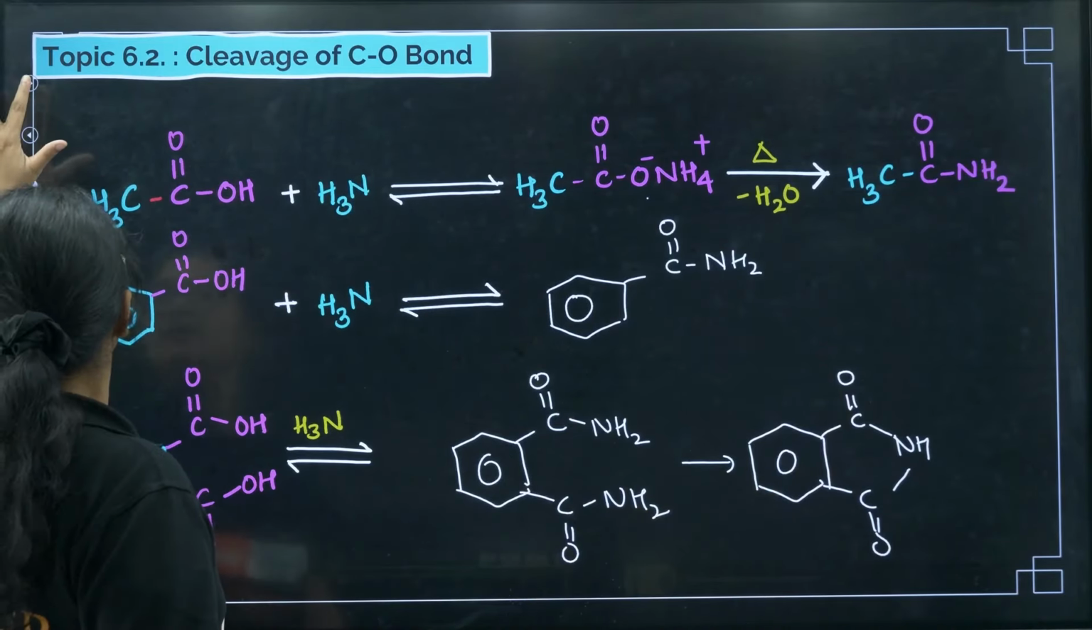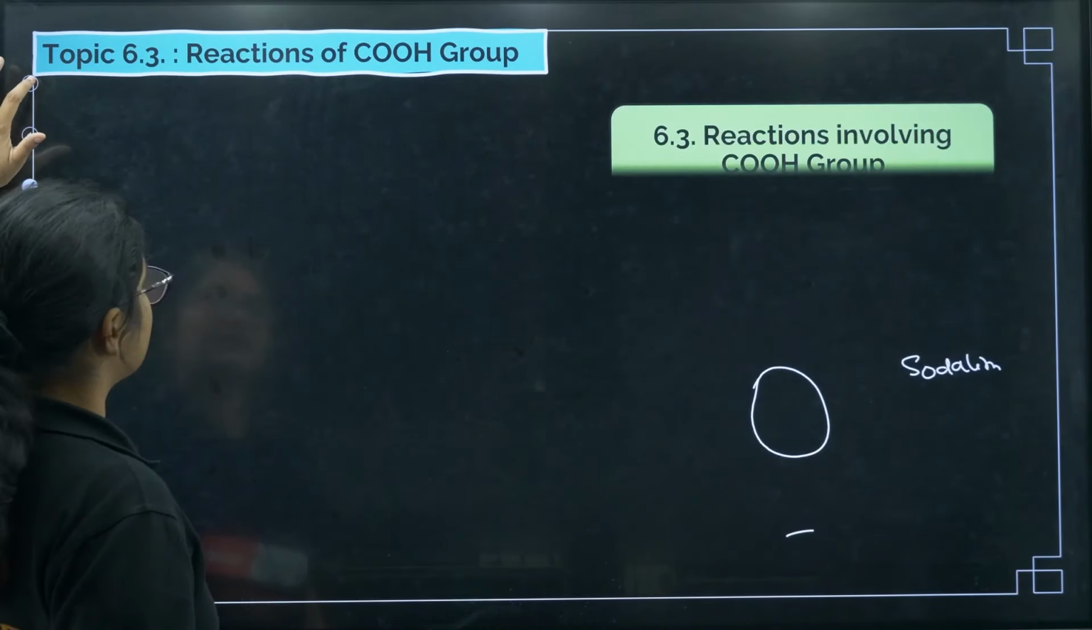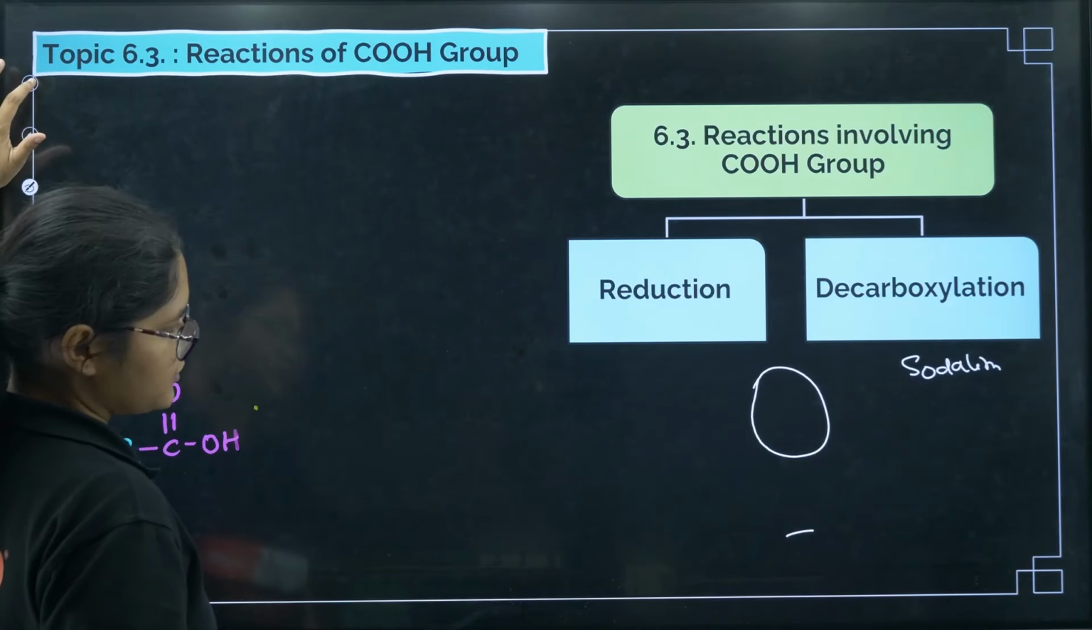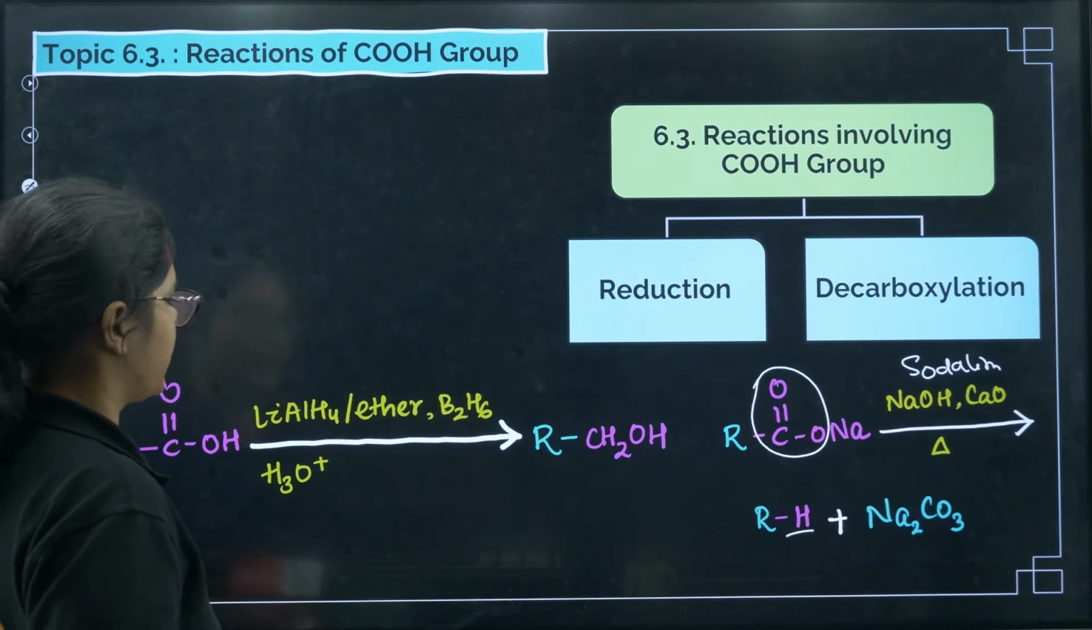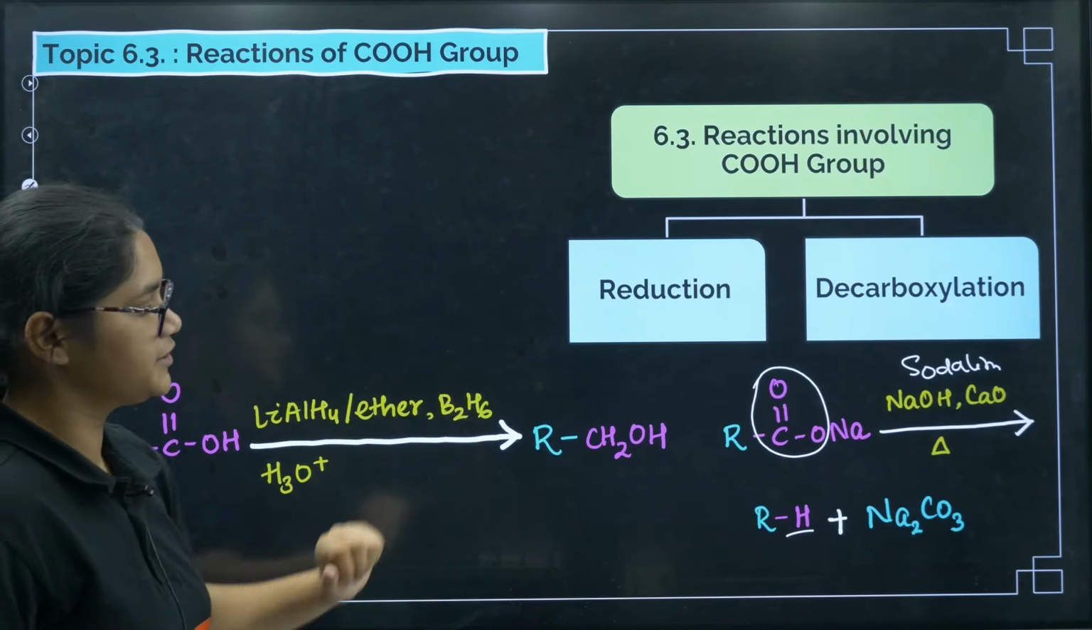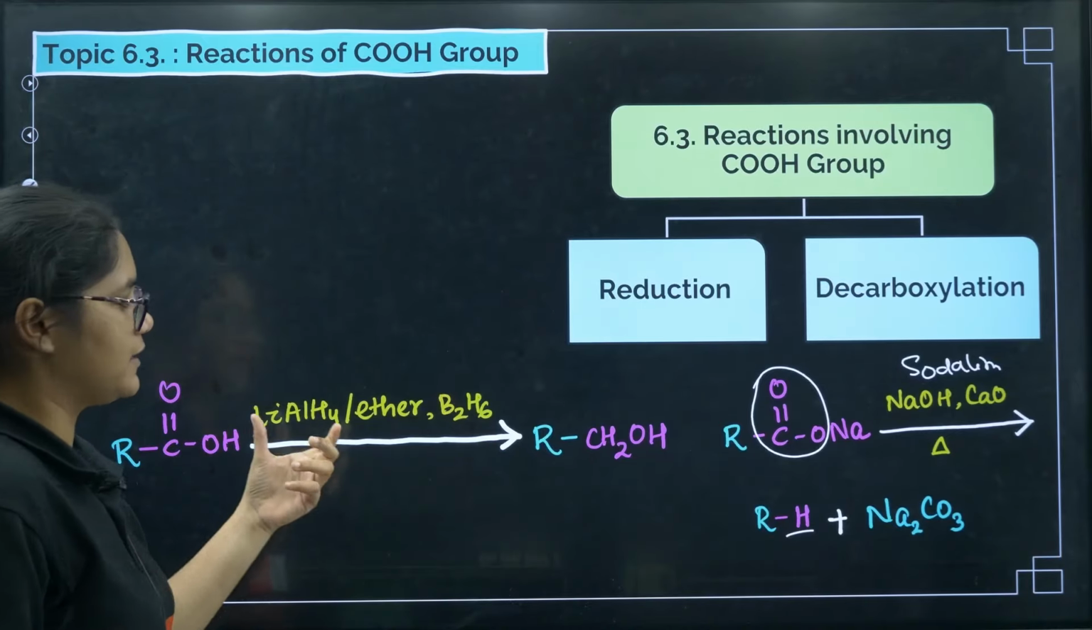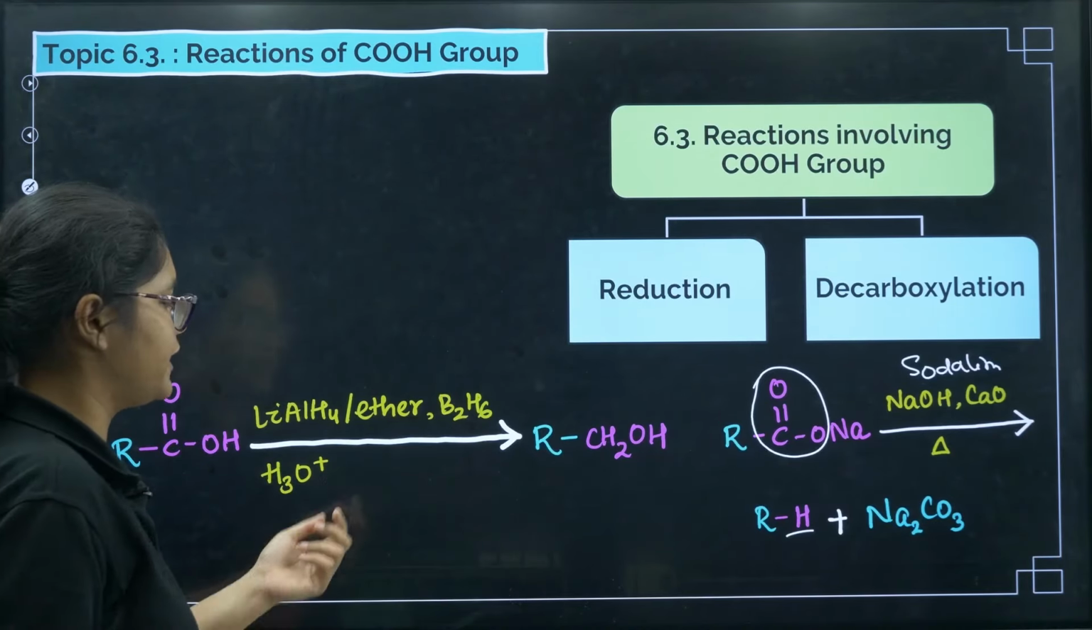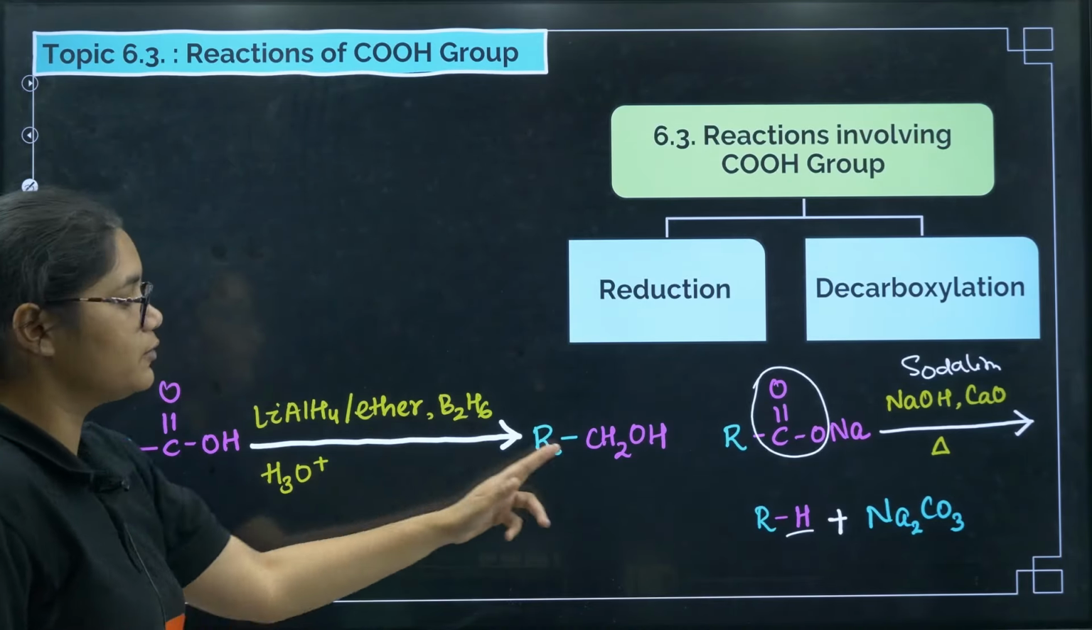Next, reactions of the COOH group. First of all, reduction of RCOOH: it can be reduced with lithium aluminium hydride or B2H6 to give you alcohols.